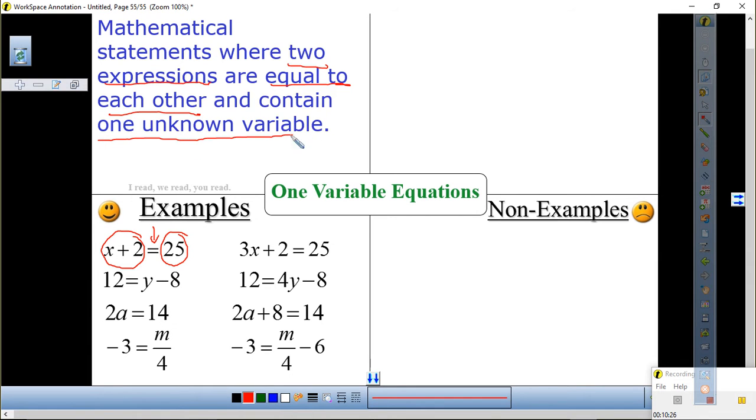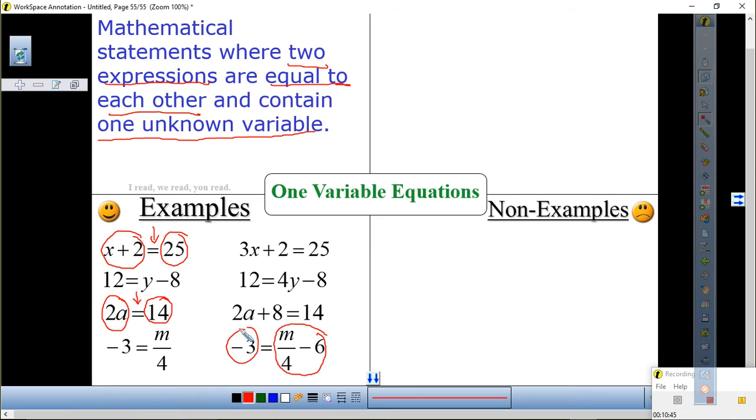Now let's read the last part. One unknown variable. Does this statement have one unknown variable? Yes. Okay. Let me go to this one. Is 2a an expression? Yes. Is 14 an expression? Yes. Equal to each other? Yes. And one unknown variable? Yes. Look at this one.